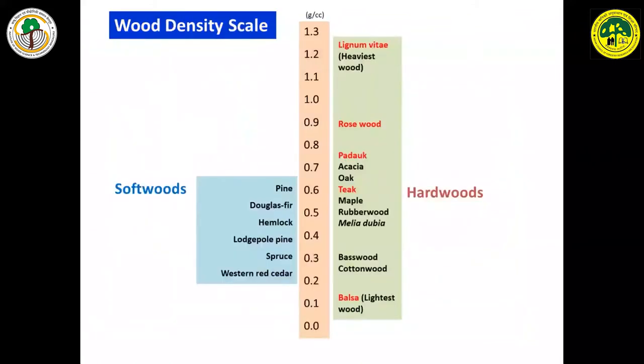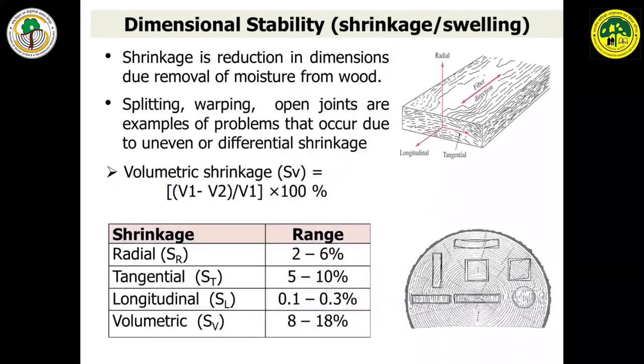So here I have given this density scale. You can see the density varies from 0.15 to more than 1. Very high density wood like lignum vitae is the heaviest wood, and balsa is the lightest wood. So all other woods are in between. You can see hardwoods are on the right side and softwoods on the left side. Teak is somewhere around 0.6 density. So all other wood species lie on this scale, depending upon their structure and their chemical constituents.